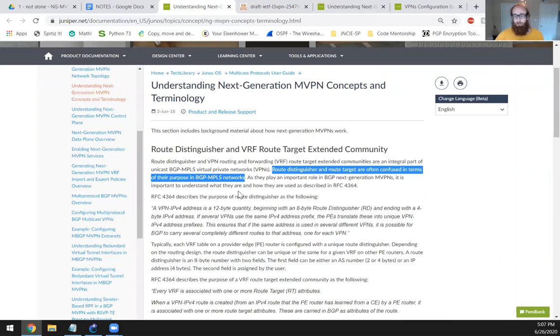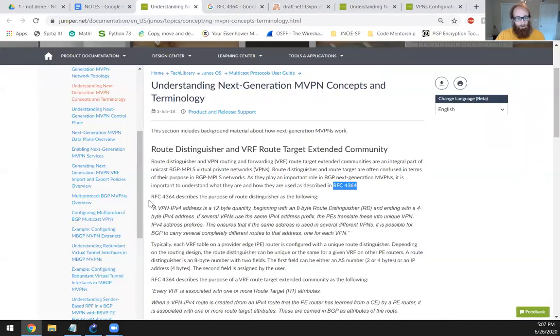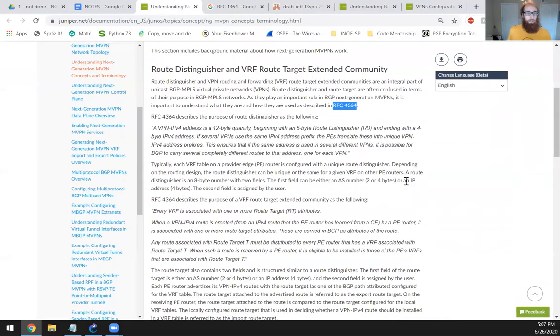Oh, right, so here's how they are described in RFC 4364. RFC 4364 describes the purpose of a route distinguisher as the following: a VPN-IPv4 address is a 12-byte quantity beginning with an 8. Okay. So first, let's step back here.